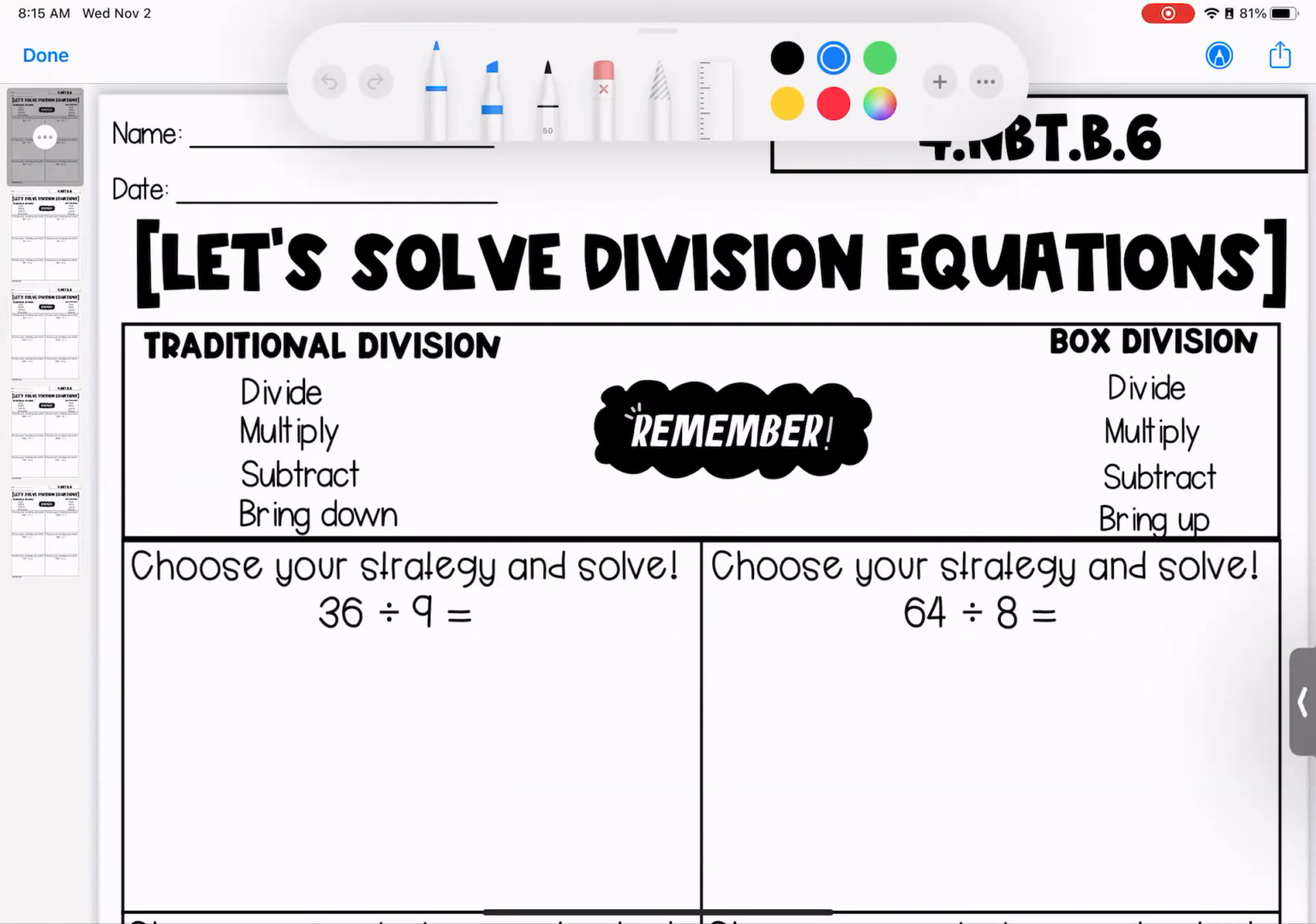We talked about what division is last week, and this week we are starting to actually divide. Since we have two strategies, we have traditional division, and we also have box division.